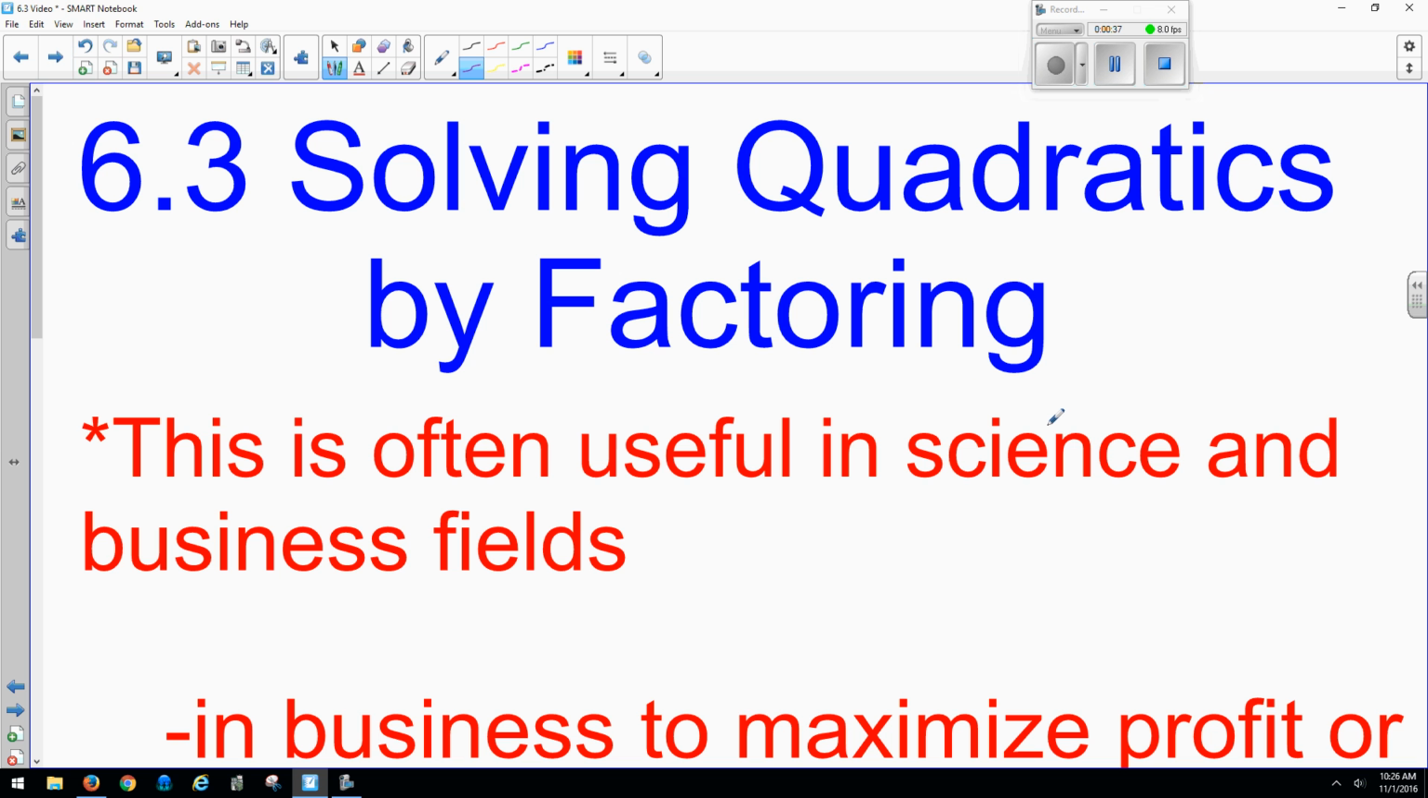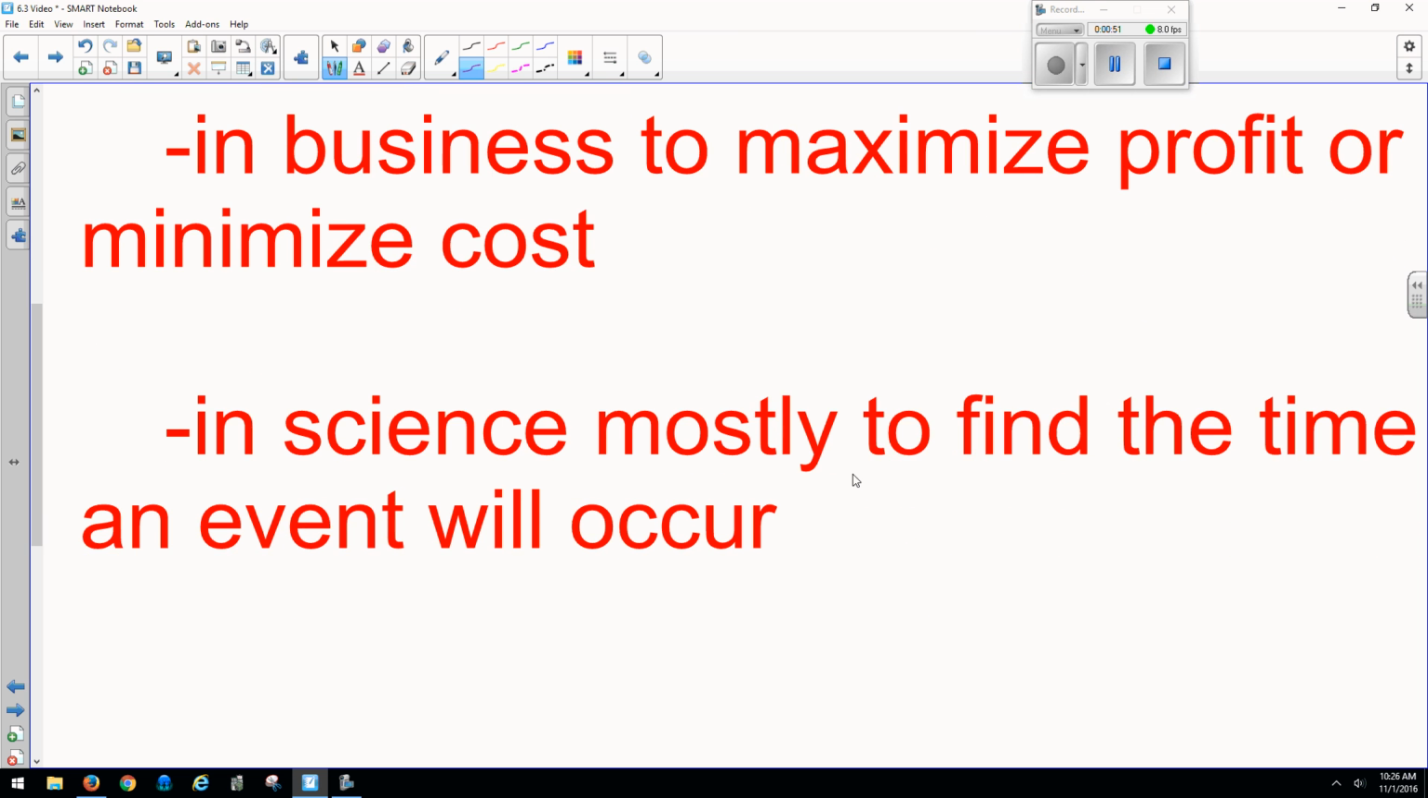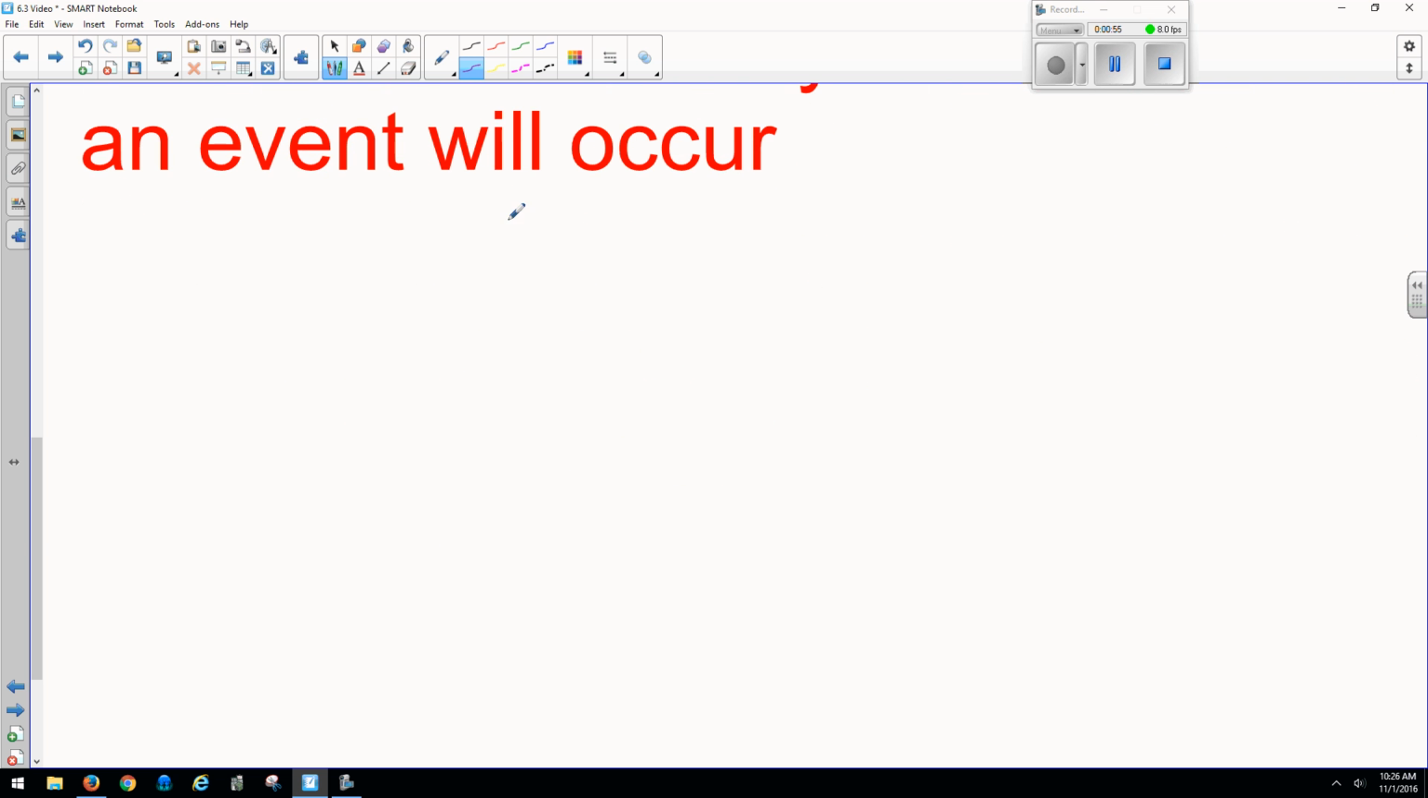So here are some other things that parabolas are used for, very often in the science and business fields. In business, you can either maximize profit or minimize cost. In science, mostly it's used to find the time a particular event will occur.